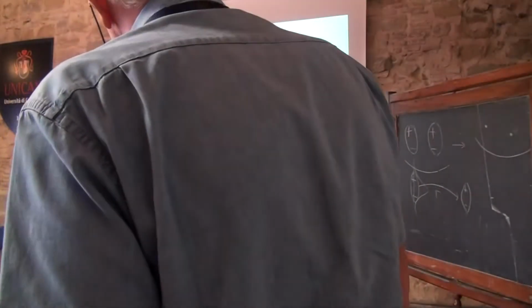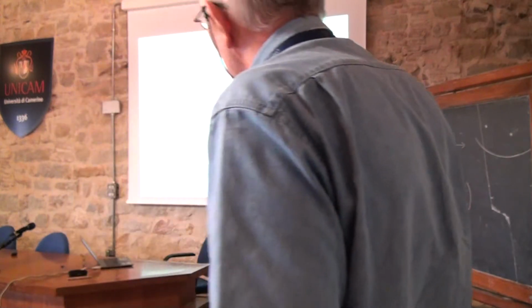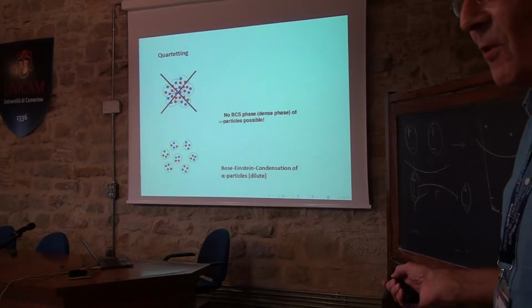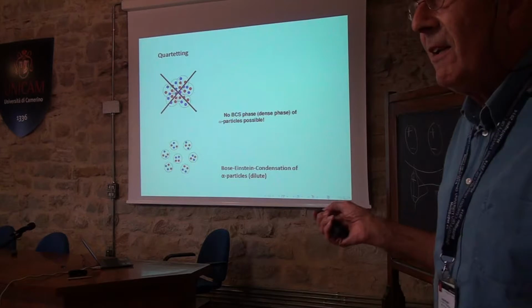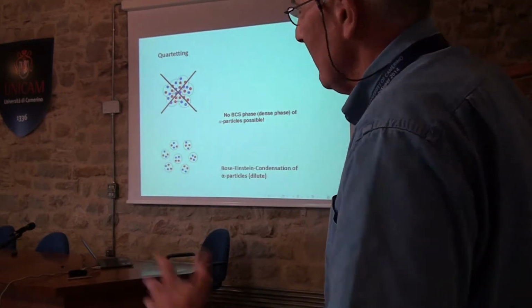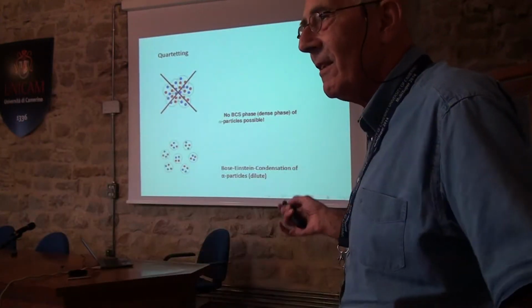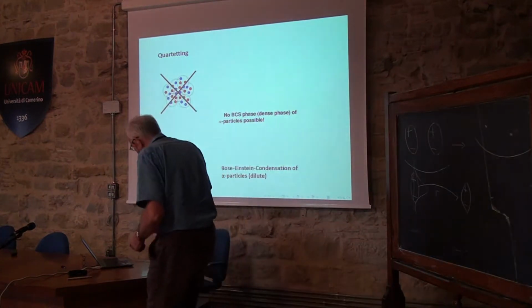But this is one of the main messages I want to convey to you in this talk, that there is nothing like a BCS phase for quartets. Quartets don't have the possibility to develop a long coherence length, and the alpha particles get big sizes and intermingle with the medium. So this I want to explain to you, where this comes from.